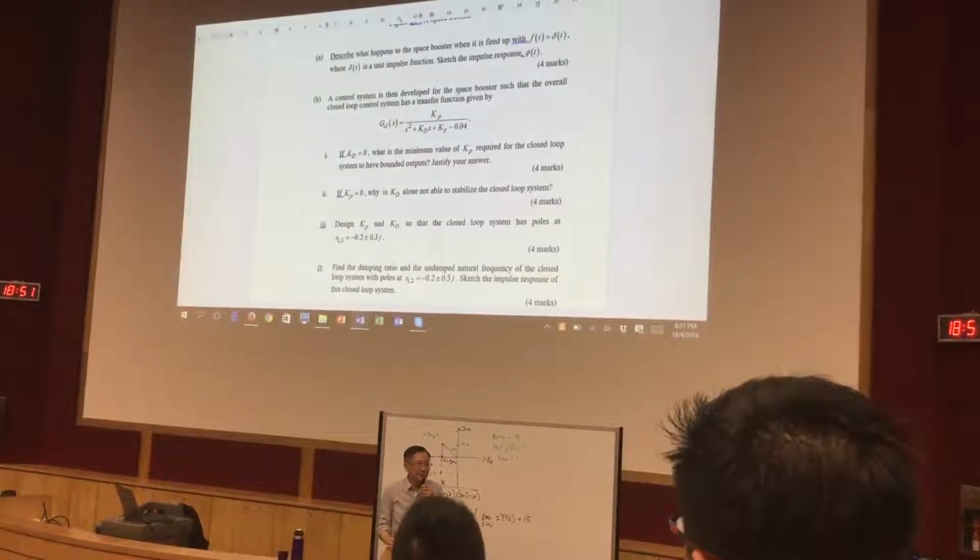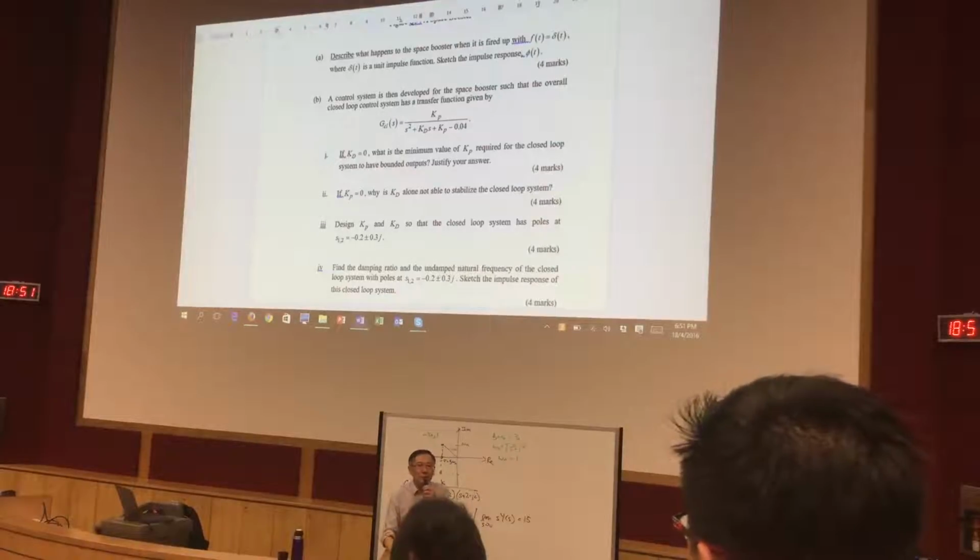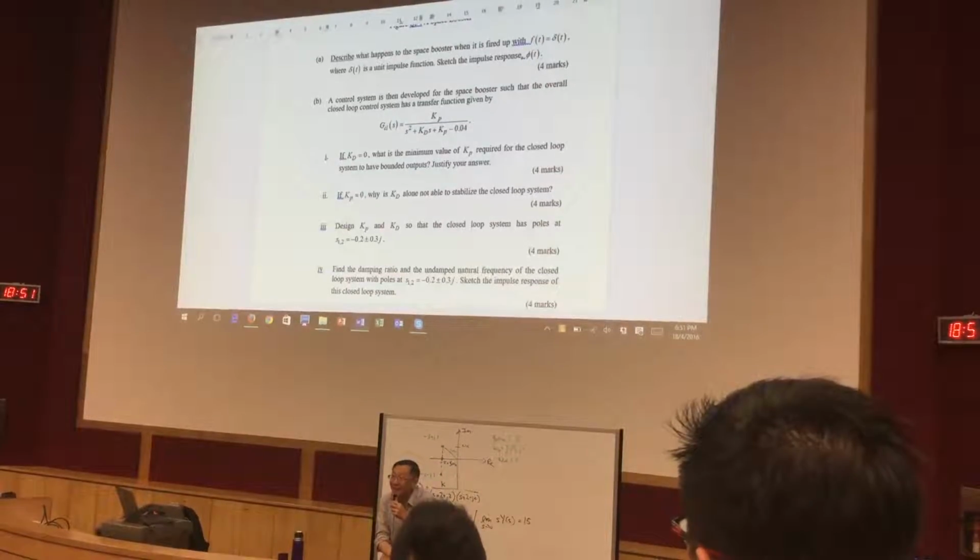Okay? Because of that minus sign. So that means, for this part of the question, you will never be able to get a bounded output, which is what you have in your assignment now.